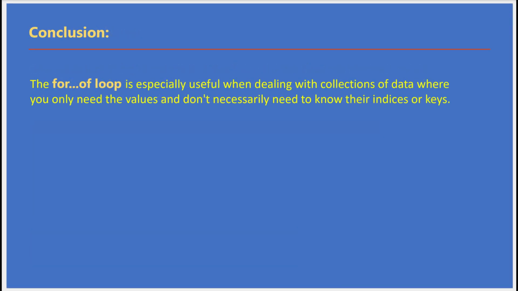In a nutshell, the for of loop is a nifty tool for dealing with collections of data where you're interested in values rather than their indices or keys. It's concise, it's straightforward, and it's ready to make your JavaScript journey a whole lot smoother. So next time you're faced with an iterable object, remember the for of loop. It's a game changer.